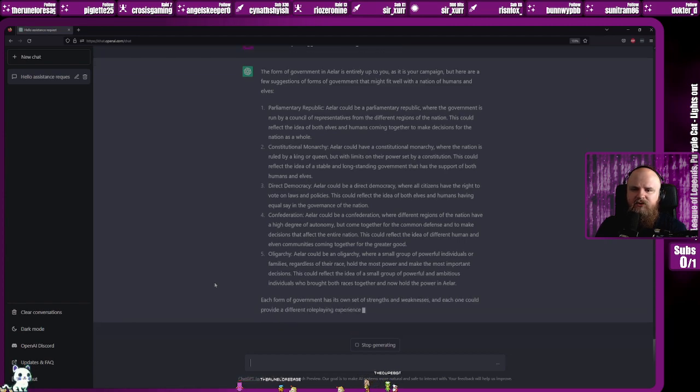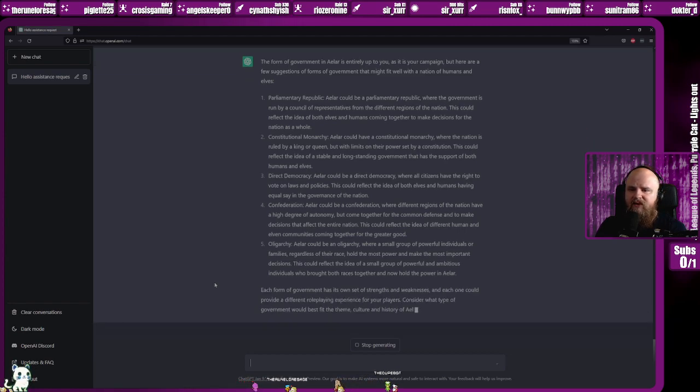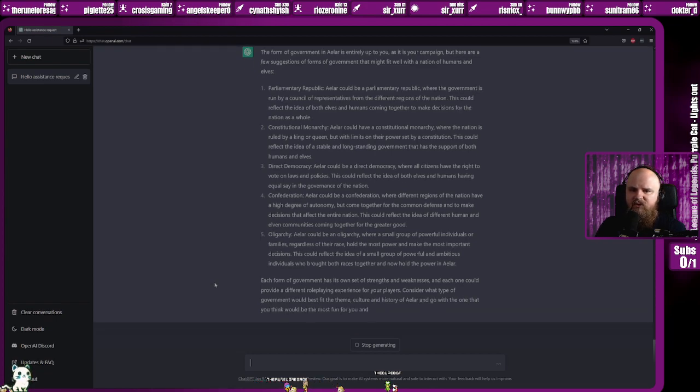Alar could have a constitutional monarchy where the nation is ruled by a king or queen, but with limits to their power set by a constitution. This could reflect a stable and long-standing government that has the support of both humans and elves. Direct democracy. Alar could be a direct democracy where all citizens have the right to vote on laws and policies. This could reflect both elves and humans having equal say in the governance of the nation. It would also mean that it's a really small nation. When we're talking medieval fantasy, direct democracy doesn't really work in that setting if the place is very big.